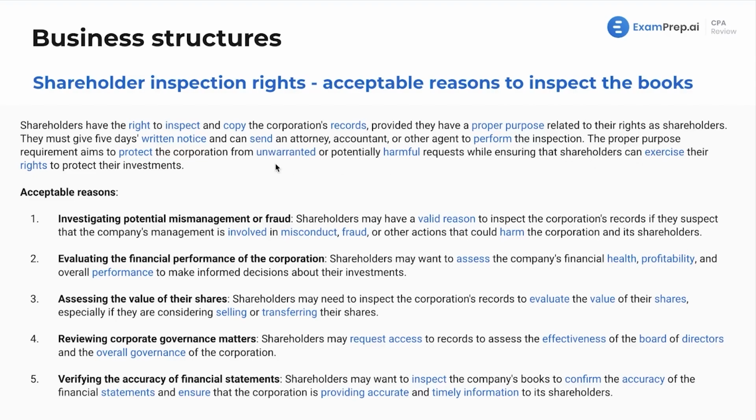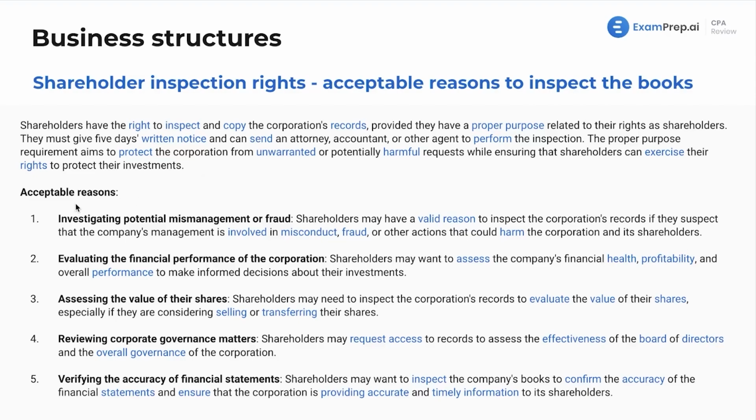The proper purpose requirement aims to protect the corporation from unwarranted or potentially harmful requests while ensuring that shareholders can exercise their right to protect their investments. So it's kind of trying to balance the rights and obligations on both sides. You don't want the corporation being inundated every other day by someone wanting to come in and inspect the books. That would be a little too much to deal with.